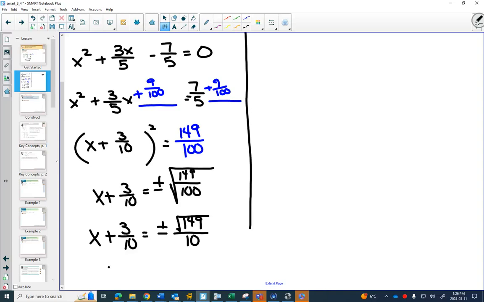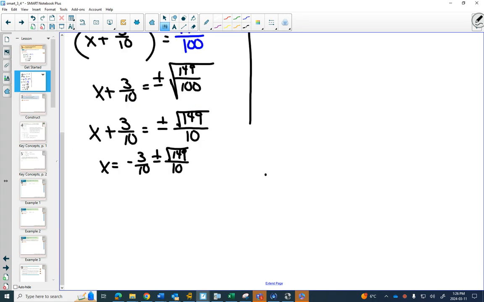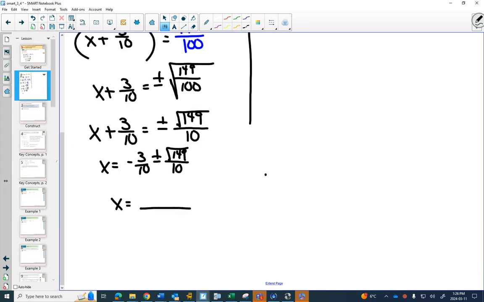And in the end, we can move the 3/10 over, which, because that has a common denominator, this is considered the simplest form. A single fraction with our square root in lowest terms, no common factors. That is our answer.